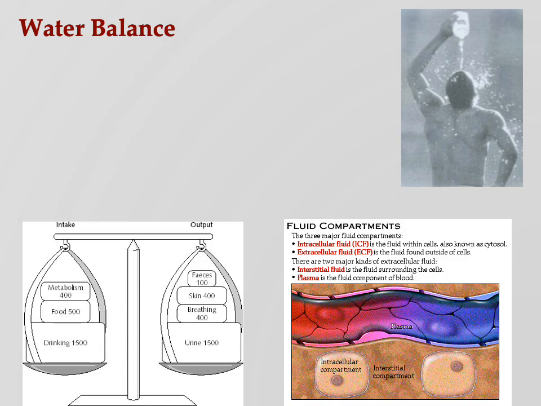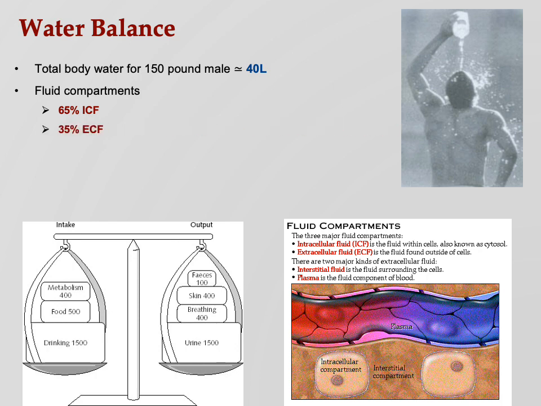Water balance. So input and output should be about the same, and then that's homeostasis, right? So we know all this already. We covered it on day one. 40 liters for a typical 150-pound male. That's roughly 10 gallons. Remember, I brought in the big 10-gallon cooler. Fluid compartments, we know this already as well. 65%, two-thirds, is intracellular fluid. Intra means inside of. This is the fluid inside of the cells. It's completely different from all of the extracellular fluid, the fluid outside, roughly one-third, 35%.